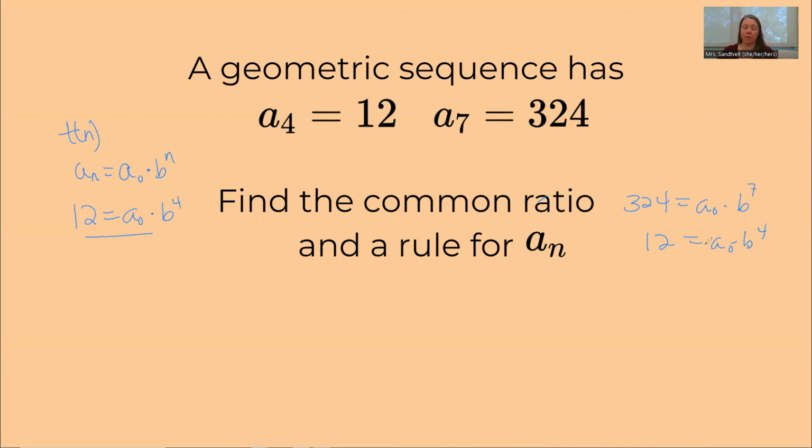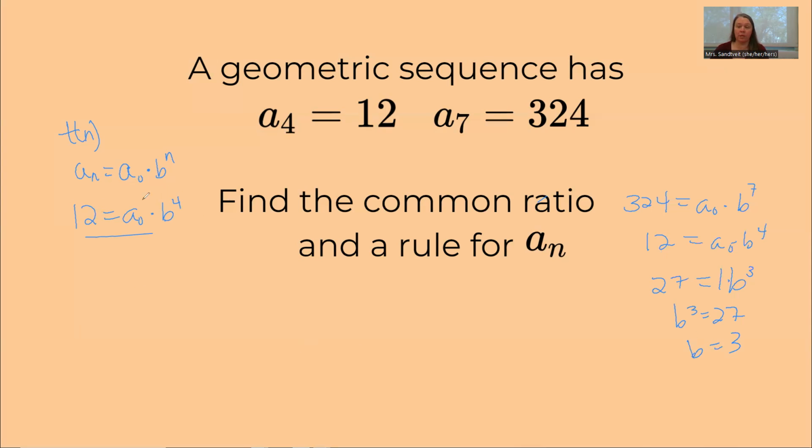We had to do this a couple other times, like when we were talking about exponentials earlier in the year. What I'm going to do is divide both of these sides. So I have b to the seventh divided by b to the fourth, which is b to the third. If I do a sub 0 divided by a sub 0, that's just 1. And then 324 divided by 12 is what? 27? Yes, I want to say 27, but let me double check that really quick. I'm pretty sure it's 27. Yes, 27. So I have b to the third equals 27. That means b equals 3.